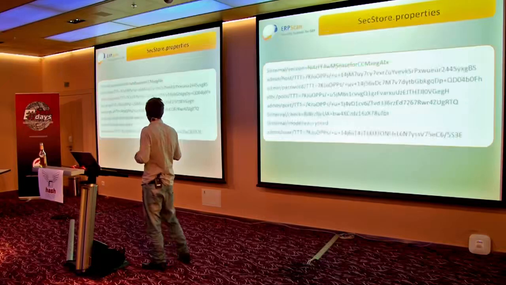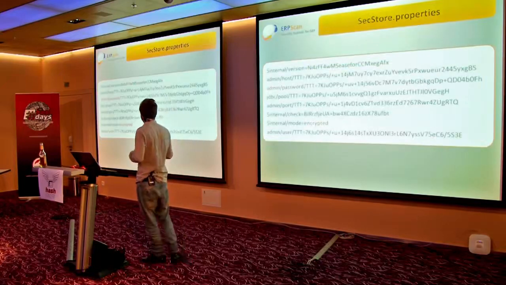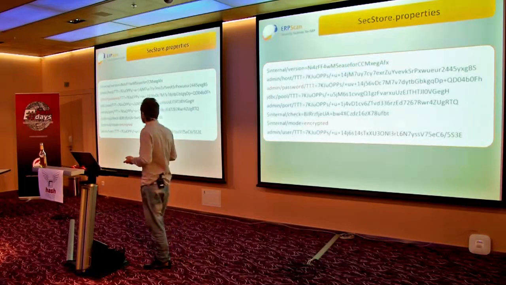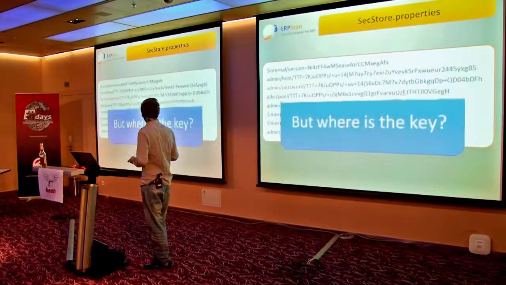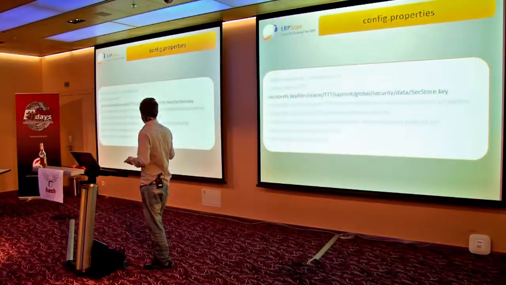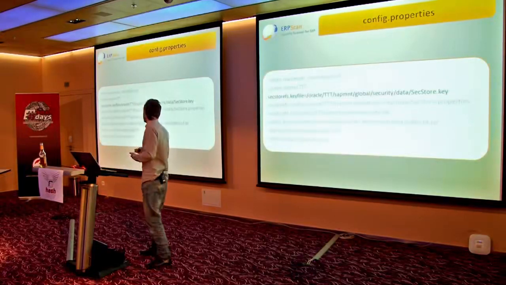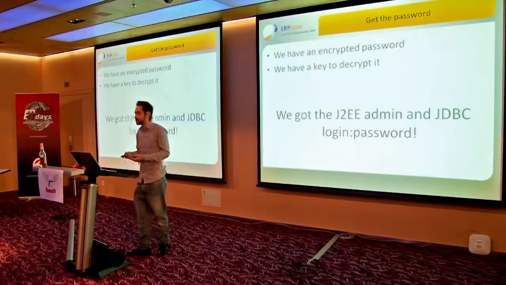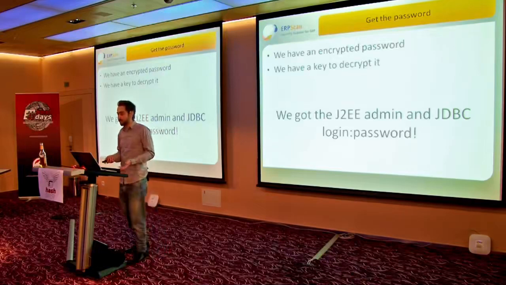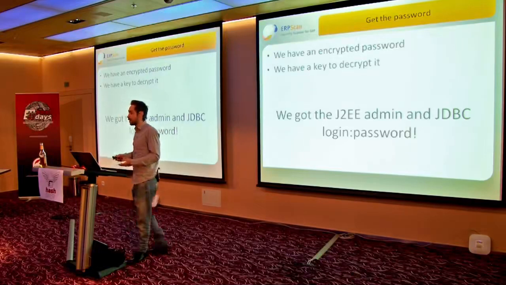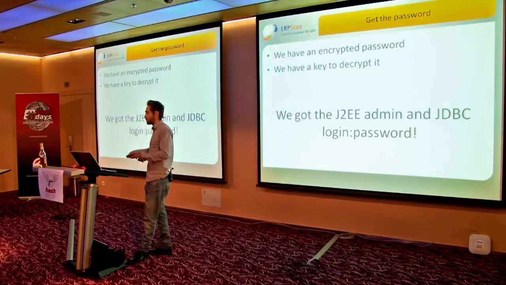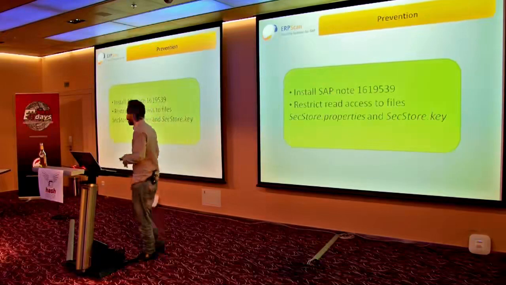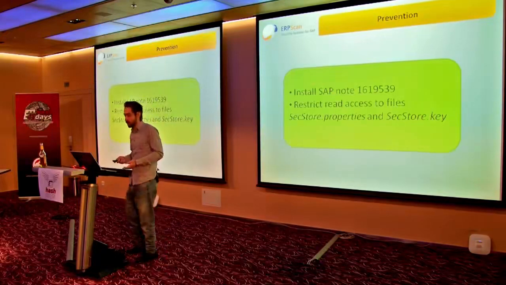The security file looks like this. We have some kind of password, which is encrypted. And we have access to the key. So we can easily decrypt this using the algorithm, which is this, and the key and the password. And then we can get the J2EE login and password and get access to the whole SAP portal.